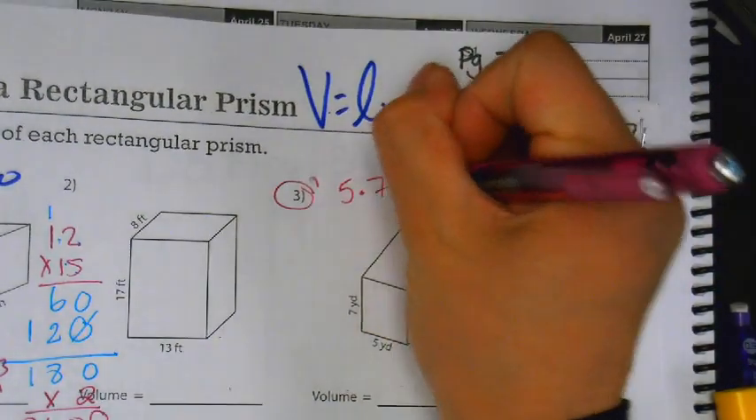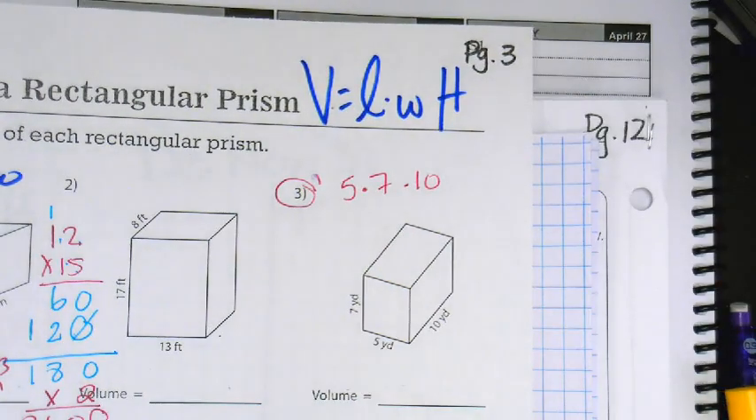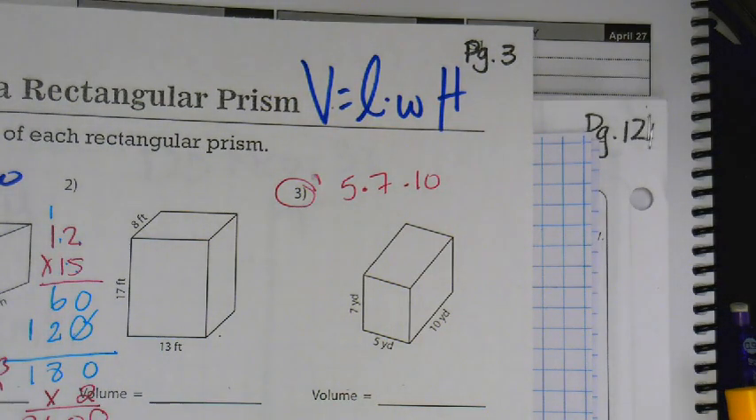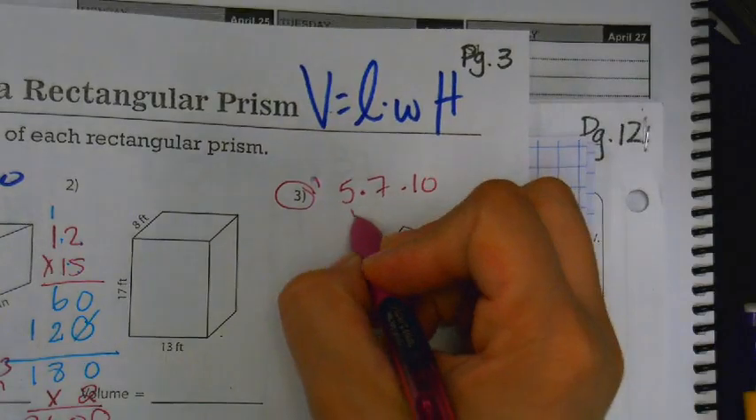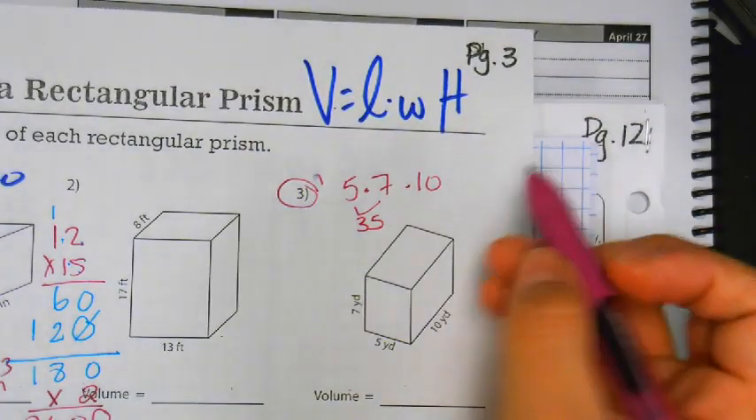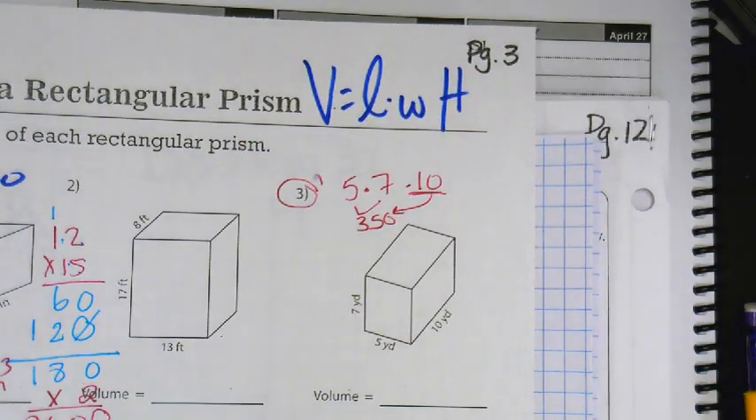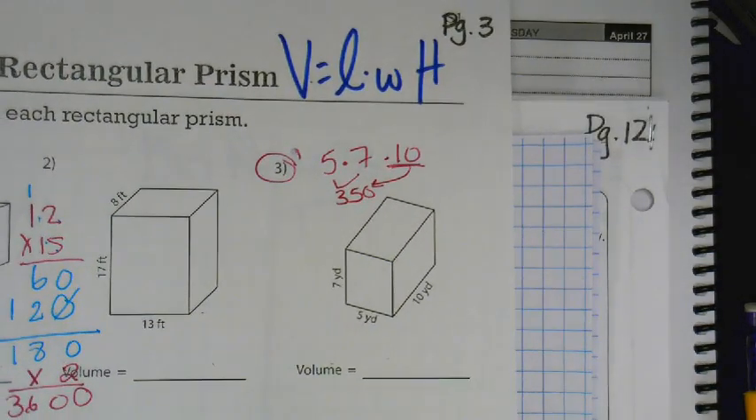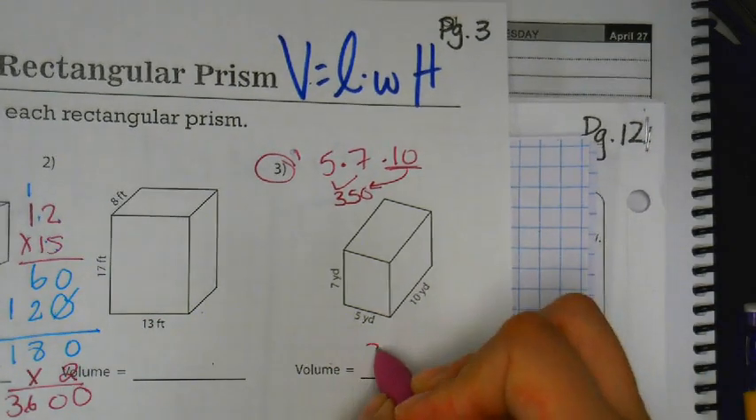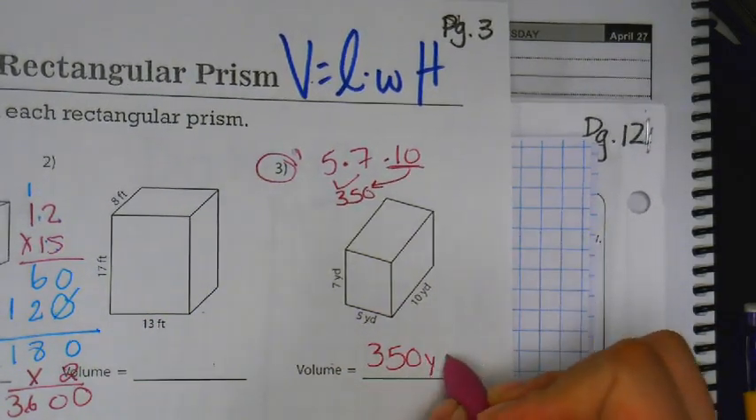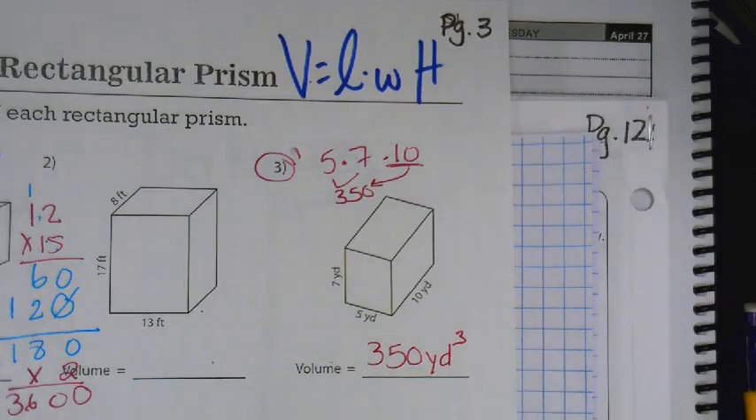5 times 7 times 10. And I would do 5 times 7 in my head. What is 5 times 7? 35. 35 times 10. Just add the 0 at the end. When you multiply by 10, you just add a 0. Okay? Know that trick. Use that trick, because it helps you do the math. That's 350 yards cubed. Oh my god, I got it right.